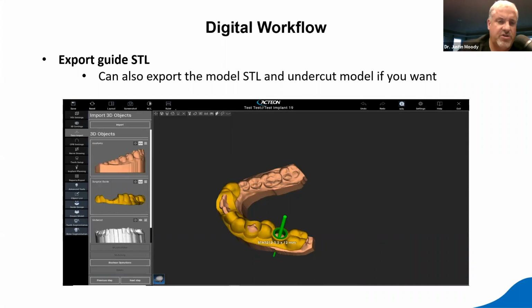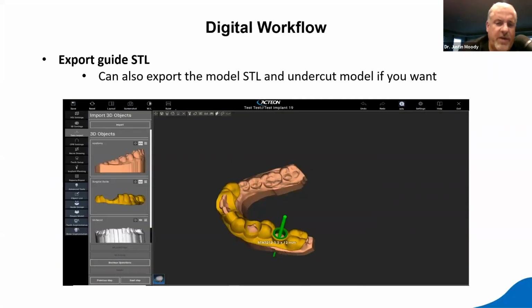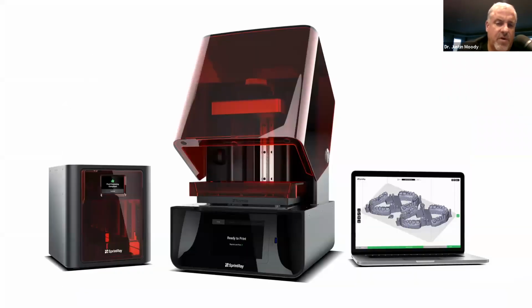Once we've made the surgical guide, you'll see we're going to export this. We can export it as a model STL and an undercut model if you so choose. So let me back up. Once we have this surgical guide and we've created an STL file, we need to then bring it into our 3D printer software.